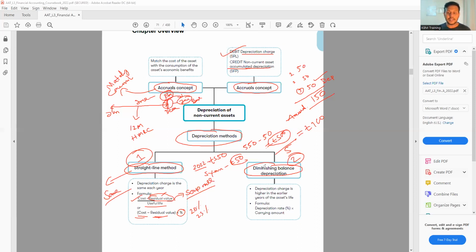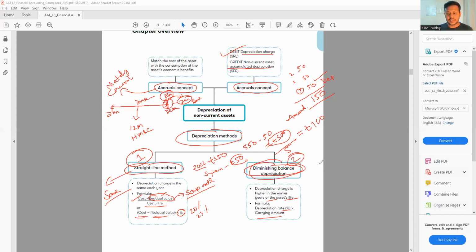But on the other hand, with diminishing balance depreciation, every year the depreciation has to go down. So here we can see the depreciation charge is higher in the earlier years of the asset life. Depreciation rate, percentage times carrying amount. So you have to do that. How we do that is a little bit complex compared to the straight line depreciation method, but it is not very difficult.